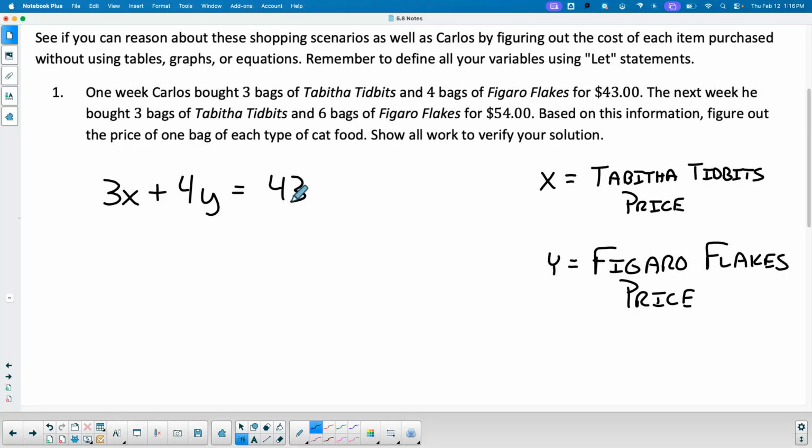Oh, okay. I thought you were talking about 3 bags and 6 bags. 3x plus 6y equals, you said 54? So now we got two equations. Now if we solve for x, that's going to be the price of Tabitha's Tidbits. And when we solve for y, that's going to be the price for Figaro Flakes.